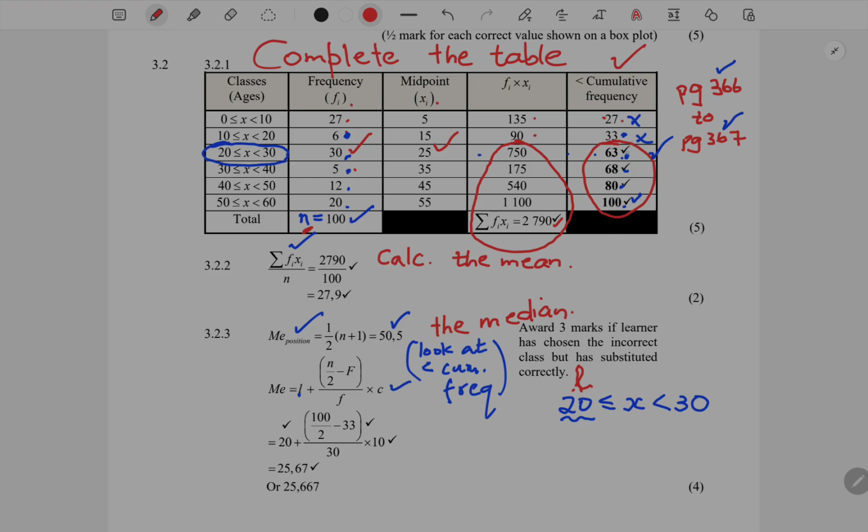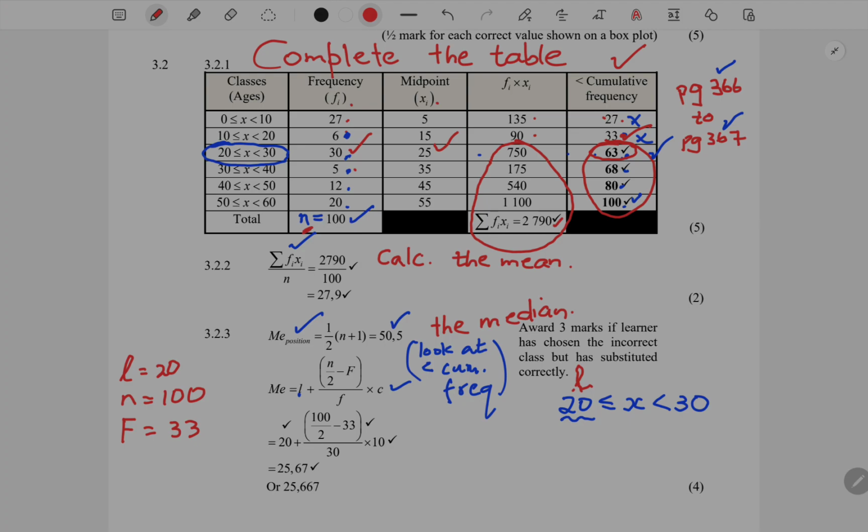So above this class interval, the one we're talking about, what is the frequency there? It is 33. Okay, let me write it down. So we said small letter l is 20, and then n, we said, is 100. Then capital letter F is equal to 33.